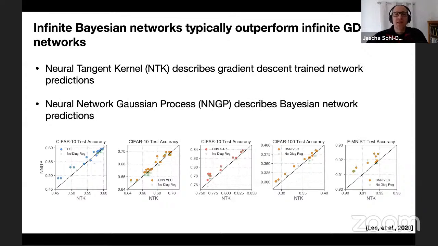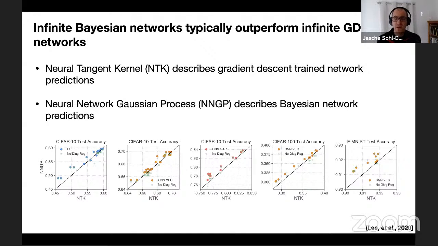As part of that same study, we also compared the performance of infinitely wide Bayesian neural networks against that of infinitely wide networks trained by gradient descent. And we found that infinitely wide Bayesian networks typically, although not always, achieve better test performance than infinitely wide gradient descent trained networks. So here in this row of plots, for each data set and architecture, we are plotting the NNGP and NTK test accuracies against each other for a variety of input preprocessing techniques.